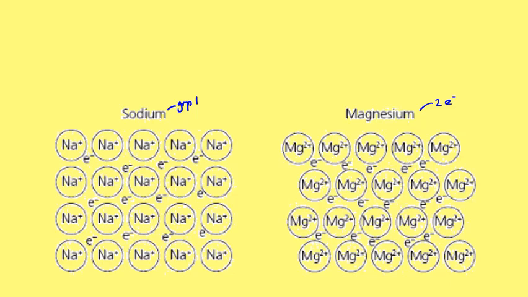And what that means is that the metallic bonding in the sodium is slightly weaker than the bonding in magnesium, because we've only got a 1+ ion, and the sea of electrons is only 1 electron per atom. Whereas in magnesium we've got a 2+ ion, so a higher positive charge, and we've got twice as many electrons in the sea of delocalized electrons.